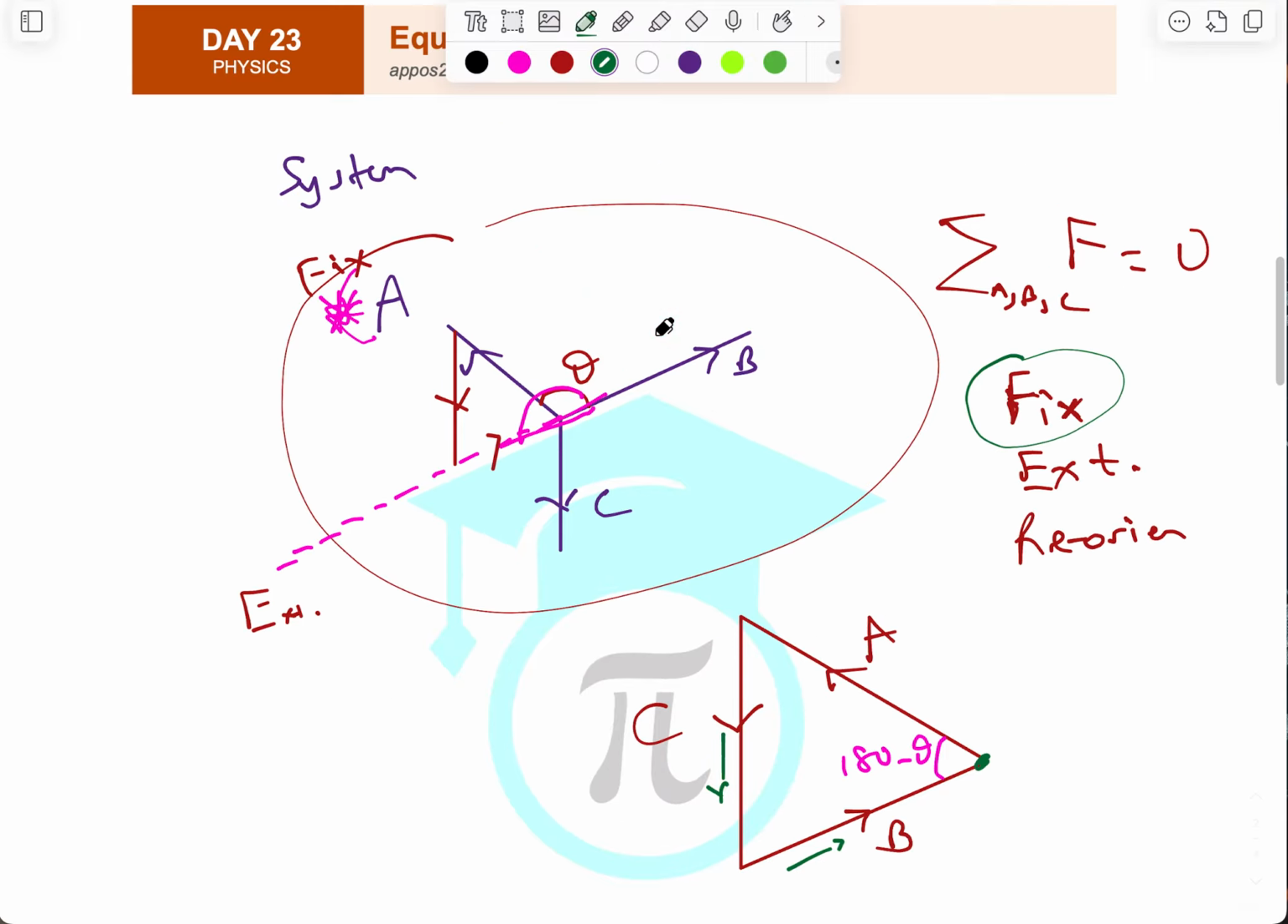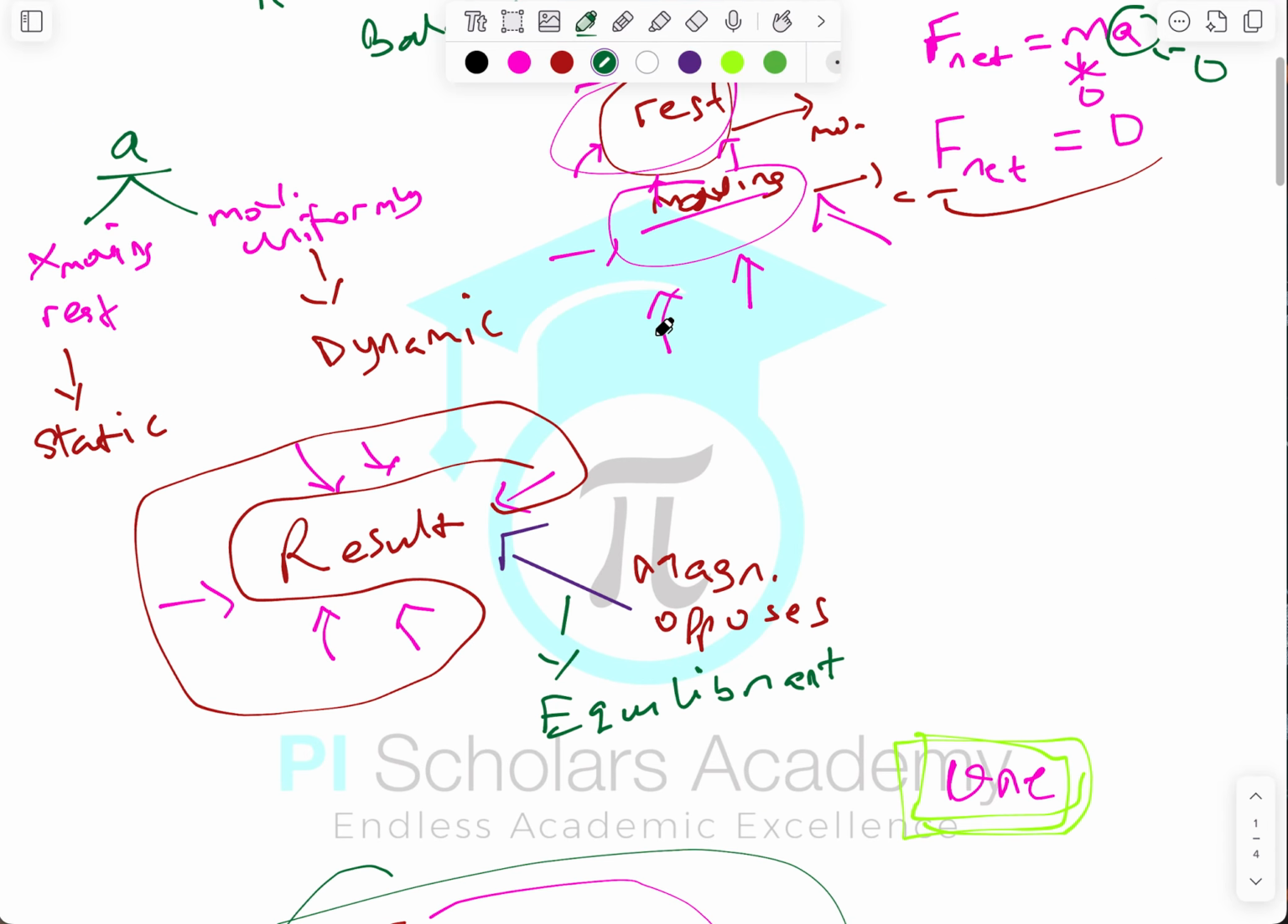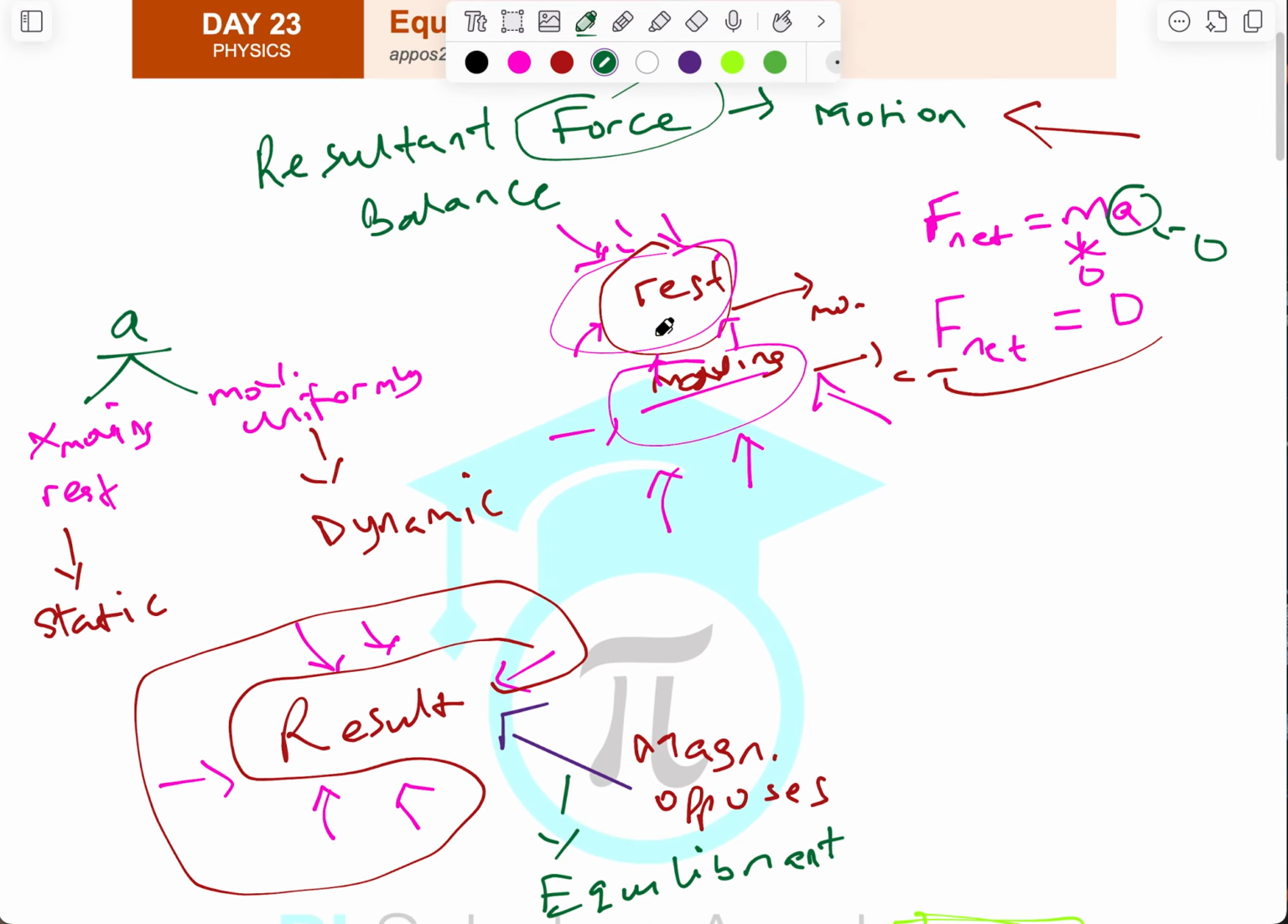I've talked about dynamic equilibrium. I've talked about static equilibrium as well. So take note of that.